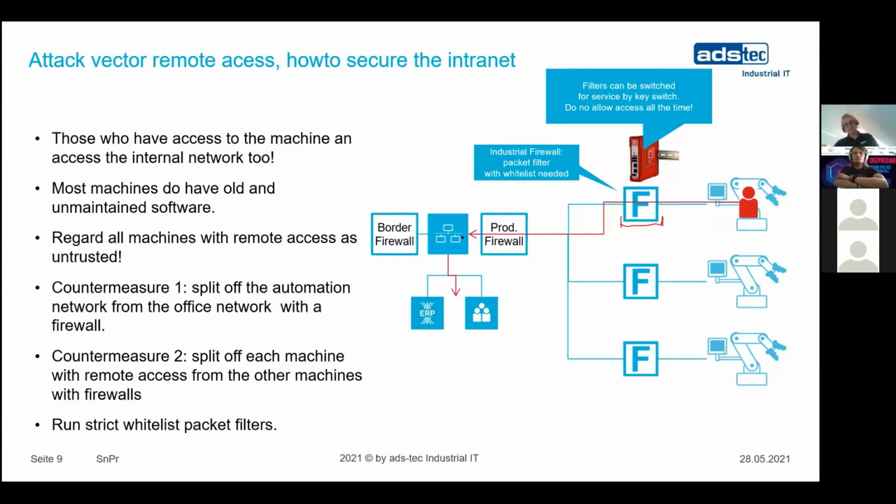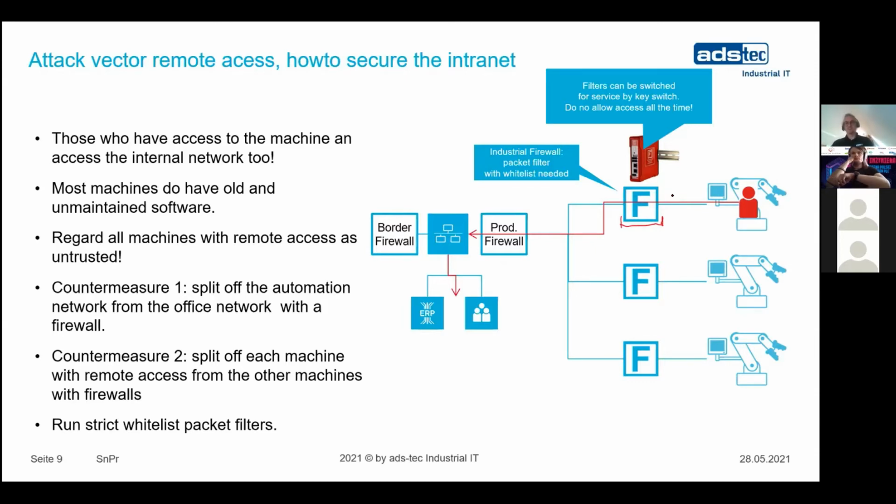And what the administrator of this network should know is who has access to the machine on the right hand. If he gives remote access to service staff from foreign companies, those who have access to this machine can also access his intranet. So they could access the ERP system where they shouldn't go. And there's some additional risk. Most machines use very old, unmaintained software. It's common practice to run old Windows desktops there, and old PLC software.